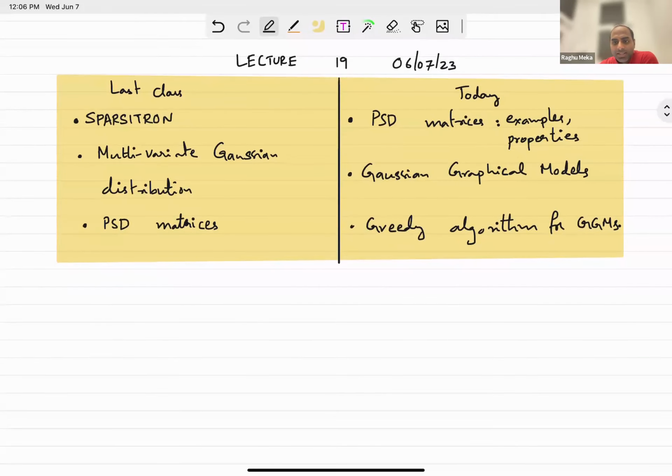So last class, we talked about the sparsitron algorithm, and we started discussing multivariate Gaussian distribution and PSD matrices. Today, what I want to do is talk a little bit more about PSD matrices, what they are, and then discuss Gaussian graphical models, which was our original motivation for looking at these matrices in the first place.